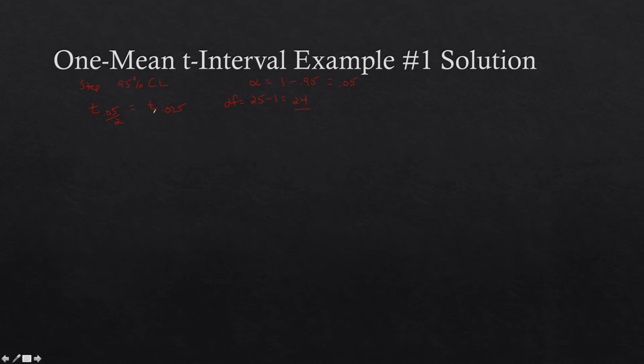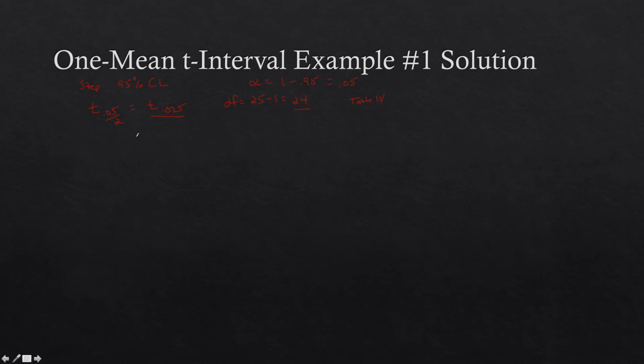So this number, and this is what we're looking at. Go to Table 4 in the back of the book. The first thing you want to do is find where the degrees of freedom is 24. Then you want to find your t where the alpha is 0.025, like it is over here, and scroll down and see where they meet.